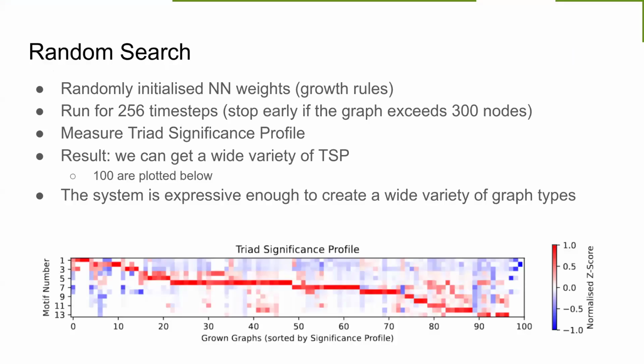Finally, the experiments. First of all, just the proof of concept that this can create a lot of diverse profiles. For the random search, we randomly initialize the neural network weights, which are the growth rules, and then we ran the system for some time steps or until it had grown to a certain size, and then we measured the triad significance profile. Each column of this is a single developed graph's TSP, and they're sorted so that you can see there's quite a range of different motifs being the most significant one.